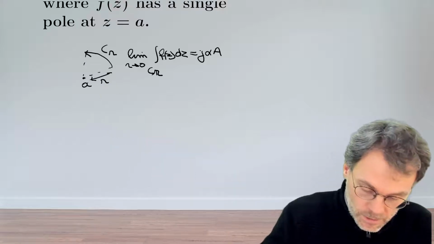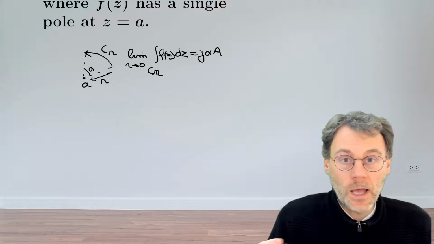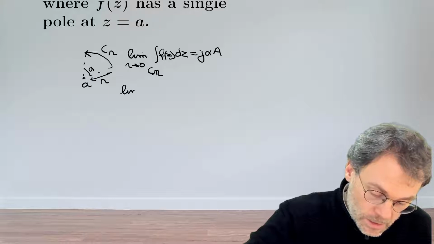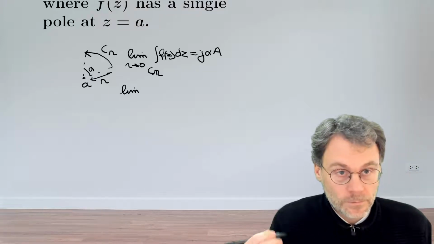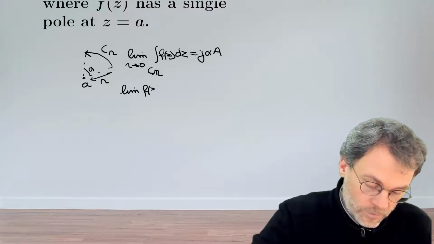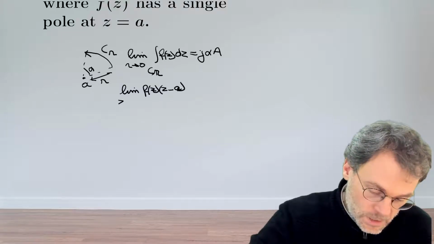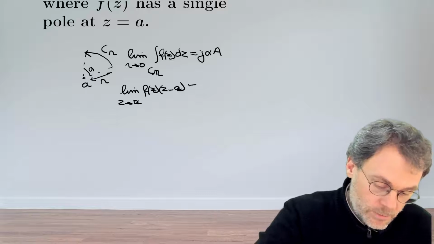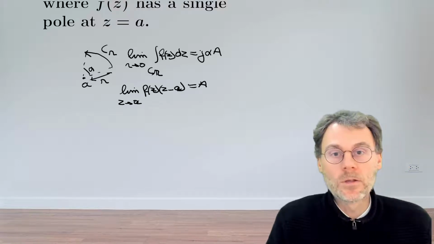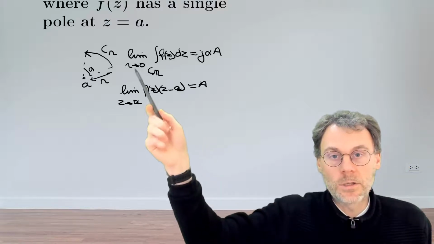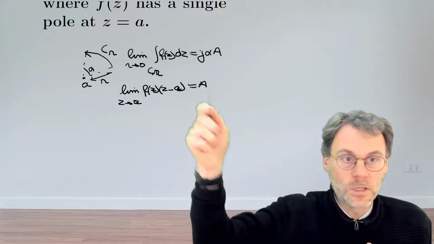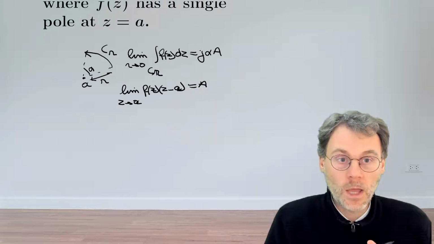The integral of a function f of z dz happens to be j alpha A, with alpha being the angle here, and with A being the limit of f of z times z minus a when z approaches a. So if this is the case, then in the limit, this integral reduces to this particular constant here.